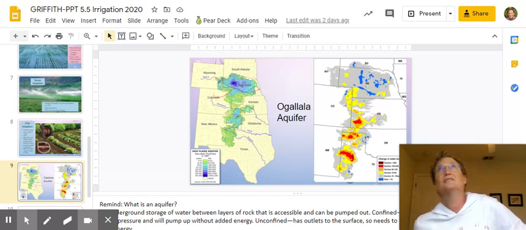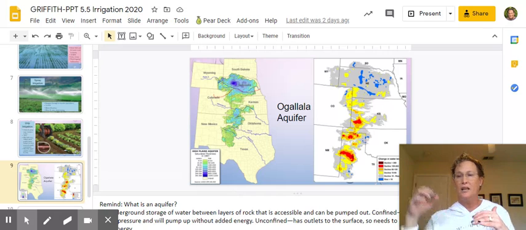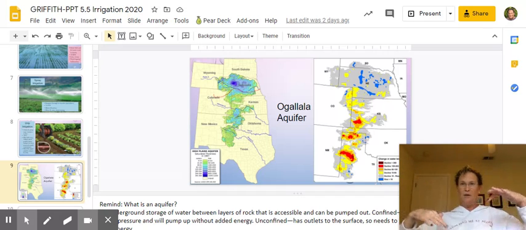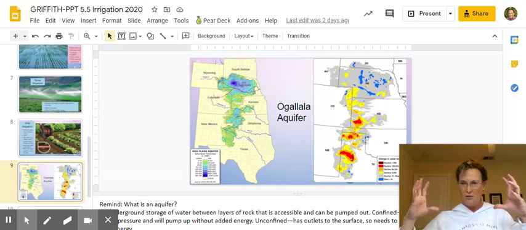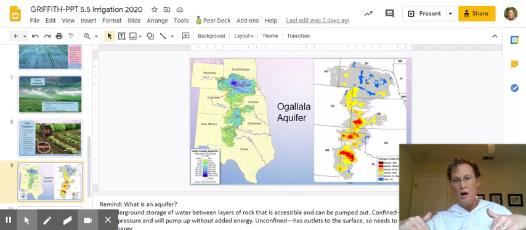All right, so now we have, one of my favorite words to try to say, Ogallala. I always feel like I'm gargling, Ogallala. So this is the Ogallala Aquifer. It's the largest aquifer in the world. It's underground storage of water between layers of rock that's accessible and can get pumped out. So it's not like a big swimming pool underwater. It is porous rock structures. So you can kind of think about it like sand at the beach, when you dig down at the beach and then it fills up with water.